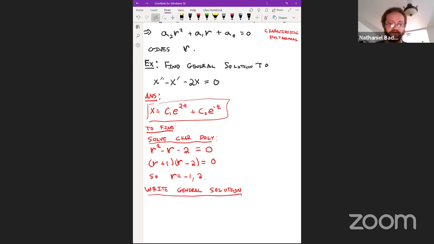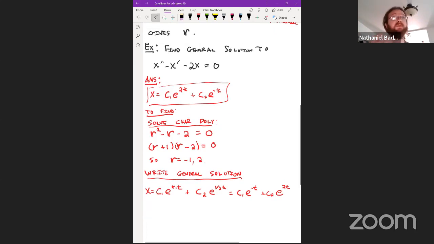In this case, the general solution is just going to be of the form x equals C1 e to the R1 t plus C2 e to the R2 t, which in this case is going to be C1 e to, as we had before, minus t, plus C2 e to the 2t, or vice versa, it doesn't matter. The final step, of course, would be to find the particular solution given boundary conditions.